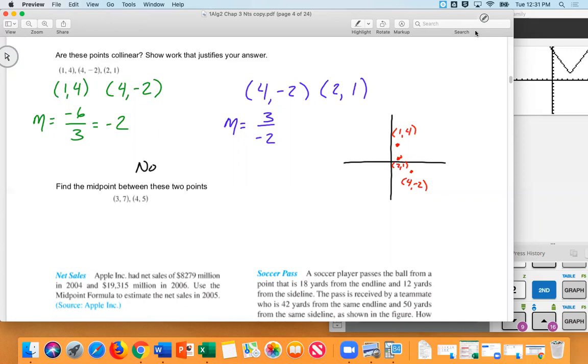So how do you get the slope again between those two? y2 minus y1 over x2 minus x1. All right, that's what I do. Now, find the midpoint. I told you I'm not a formula guy, right?